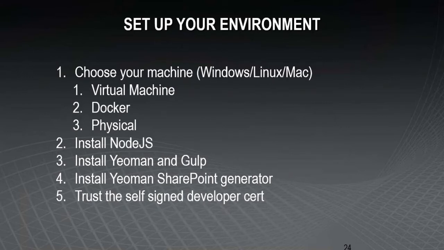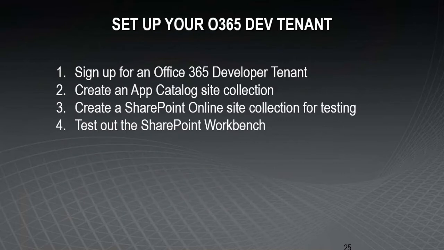And then once you figure out where your machine's going to live, you got to install the tools. So we're going to need Node.js, Yeoman, Gulp, and then the Yeoman SharePoint generator, which for the .NET developers out there is what's going to be used to generate the starter code for a SharePoint Framework web part. And one last step is make sure you self-sign. You have to trust the self-signed developer cert, because a lot of our testing uses HTTPS, and we need that self-signed developer cert to make that all work.